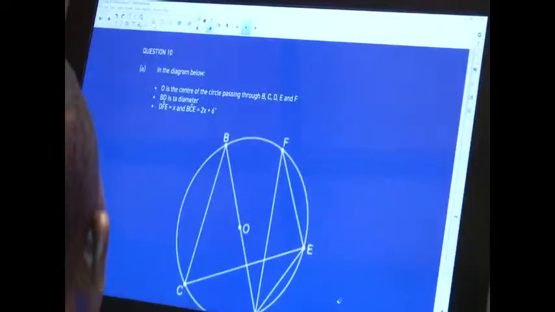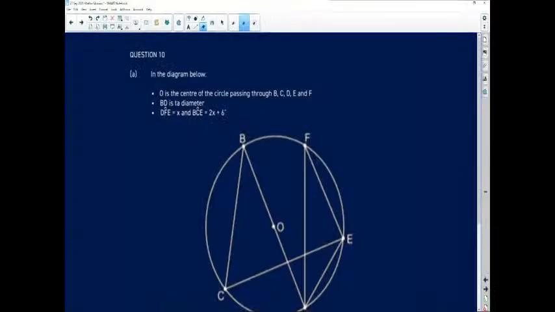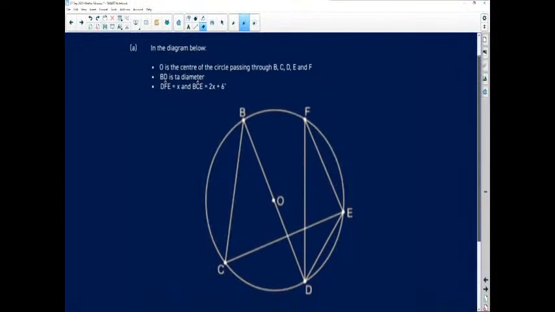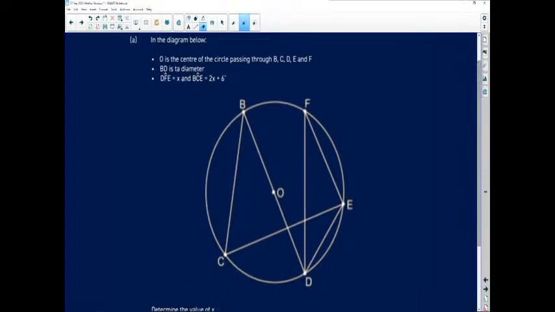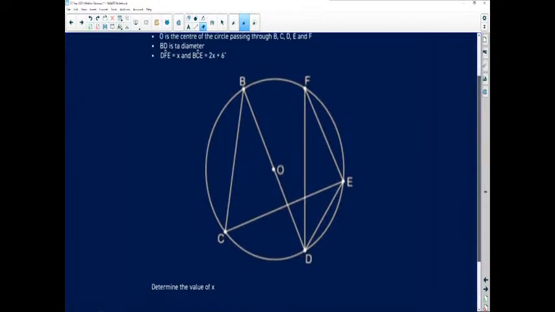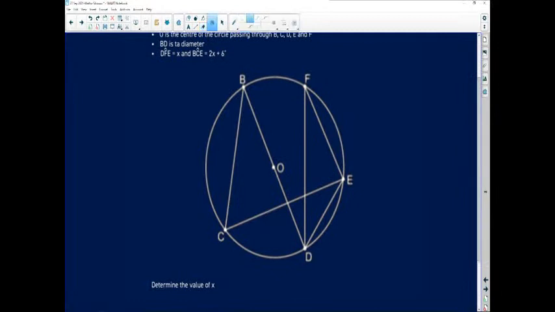All right, so this one says in the diagram below, O is the center of the circle passing through the points B, C, D, E, and F. BD is a diameter. DFE is x and BCE is 2x plus 6. Question: find the value of x. Let's just try and see how much damage we can do on this one.